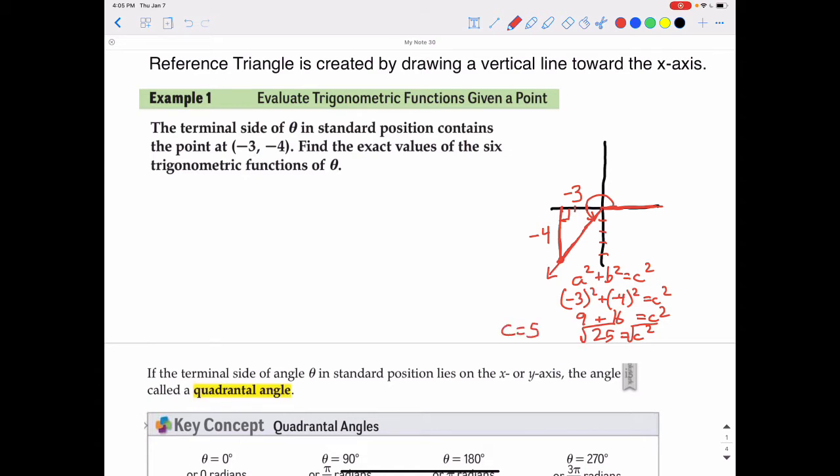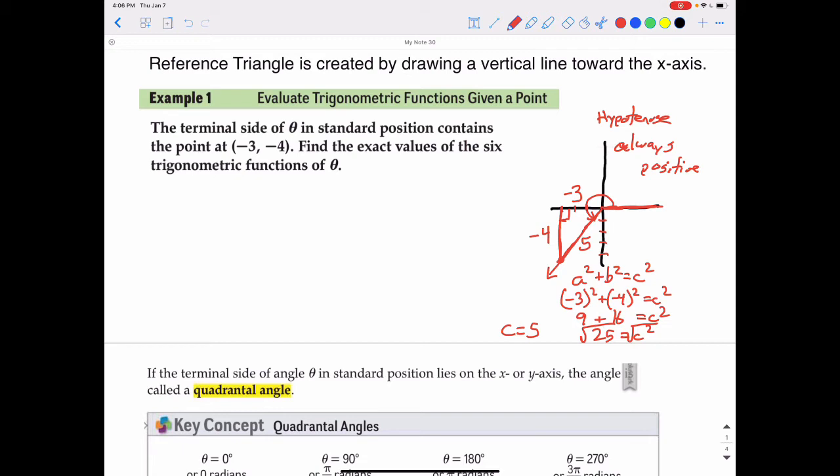A bit of a note here: the hypotenuse will always be positive. Why is it always positive? Because when we squared those negative numbers, we got positive numbers. When we add two positive numbers together, we get another positive number. And when we take the square root, there we get +5.